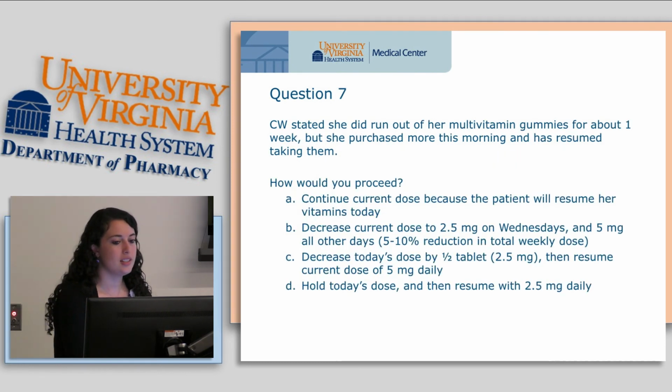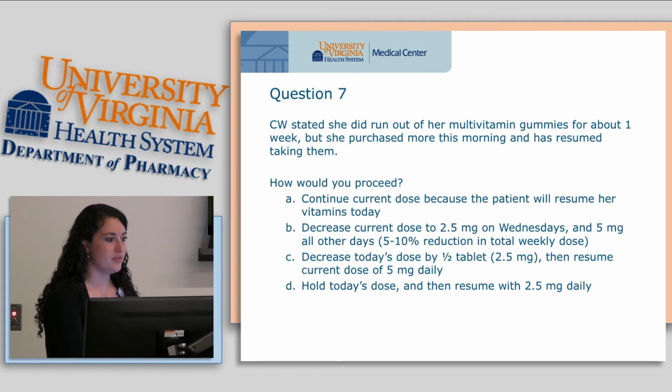So she stated that she did run out of her multivitamin gummies for about 1 week, but she purchased more this morning, and so she's resuming taking them. So how would you most likely proceed? You can continue the dose because she's resuming her vitamins. Decrease to 2.5 on Wednesdays and 5 on all other days, which would be the dosing for a 5 to 10% reduction. Decrease the dose today by a half a tablet and then resume with 5 milligrams daily, or she could hold today's dose and resume with 2.5.